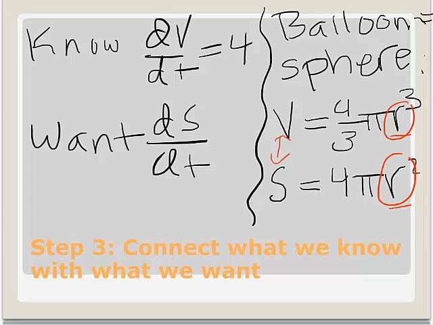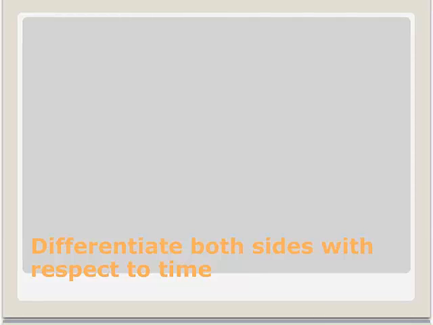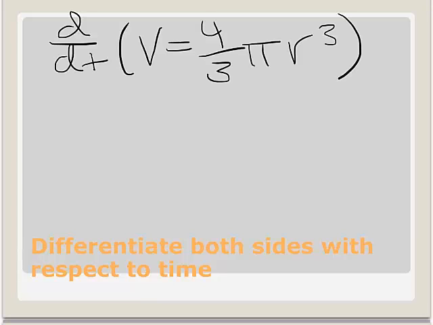So if I can find dr/dt, the change in radius with respect to time, even though I wasn't asked to find that, but if I can find dr/dt, then I could easily find dS/dt. So this will be our indirect link between what we want and what we know. Now, let's start with the volume formula, and we'll differentiate both sides of that with respect to time.